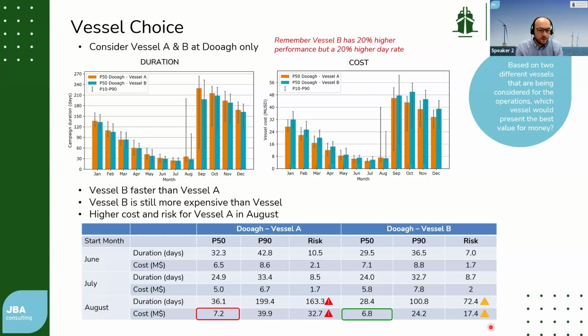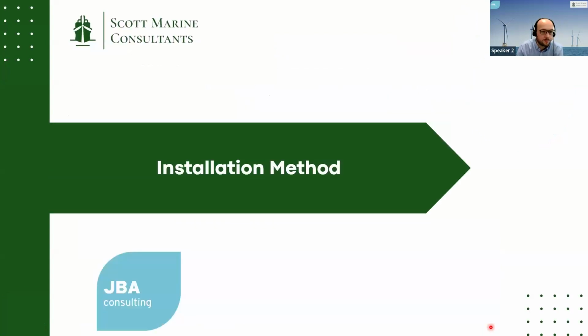So what we can see here is that, generally speaking, vessel A is the best vessel when starting in June and July, but not in August. But across the board, the risk of weather downtime really increases if we start our operations in August.